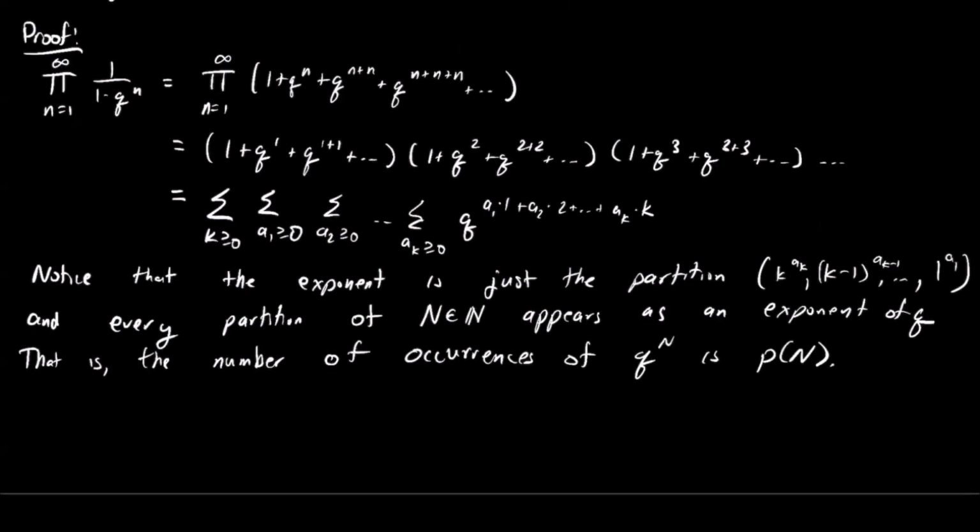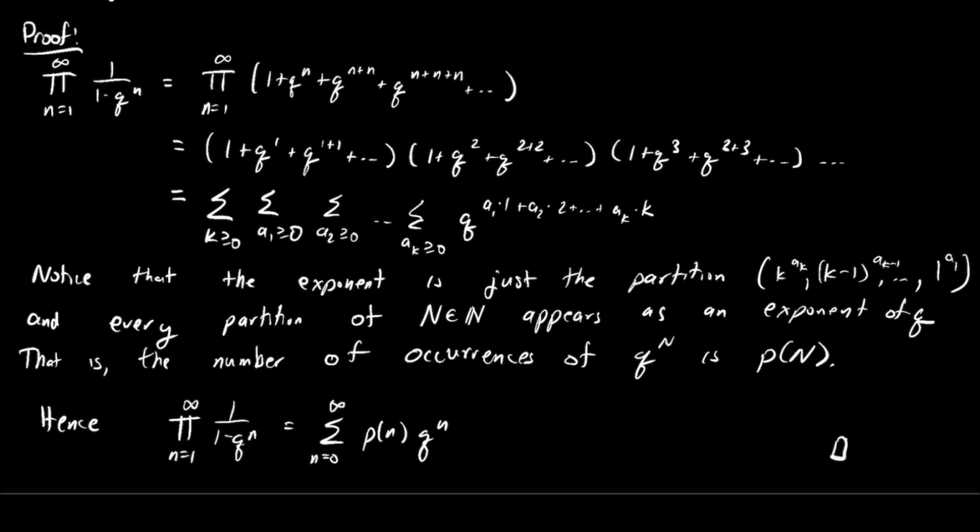So I'm allowed to now conclude, hence, the product of 1 over 1 minus q to the n, n goes from 1 to infinity, is nothing more than the sum of p of n, q to the n, n goes from 0 to infinity.